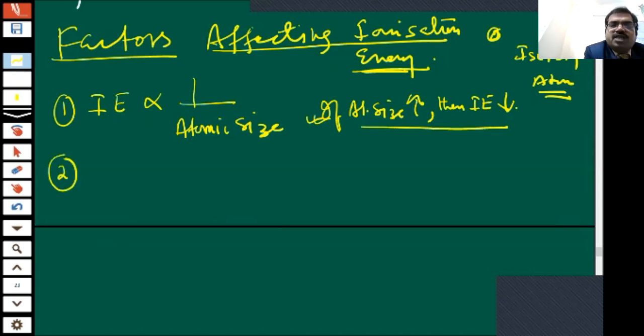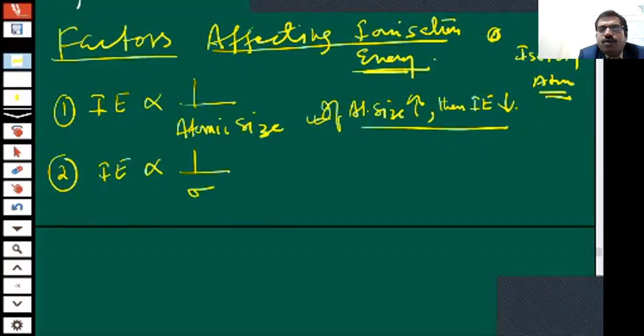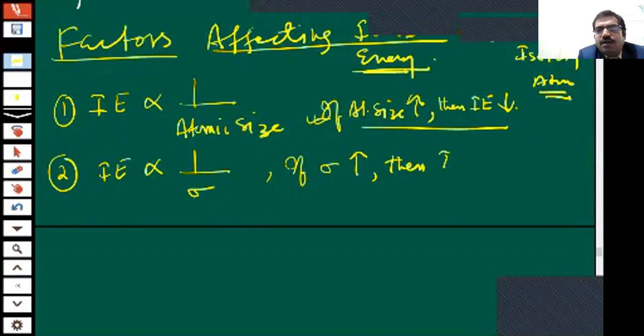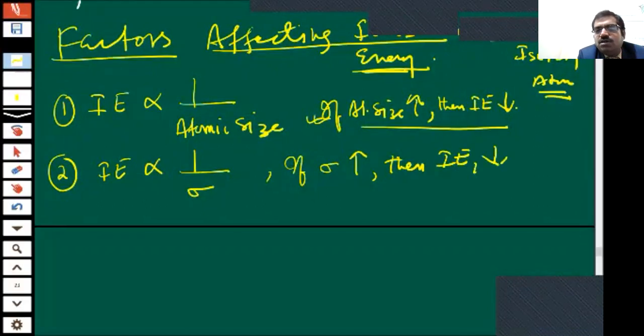Number 2, atomic size I have already discussed. Then what about screening effect? So ionization energy is again inversely proportional to sigma value. Sigma is known as screening effect. The more the screening, the more the protection from the nucleus. Okay, children, so we can write like this: if sigma value increases, then ionization energy will decrease. Okay, children.